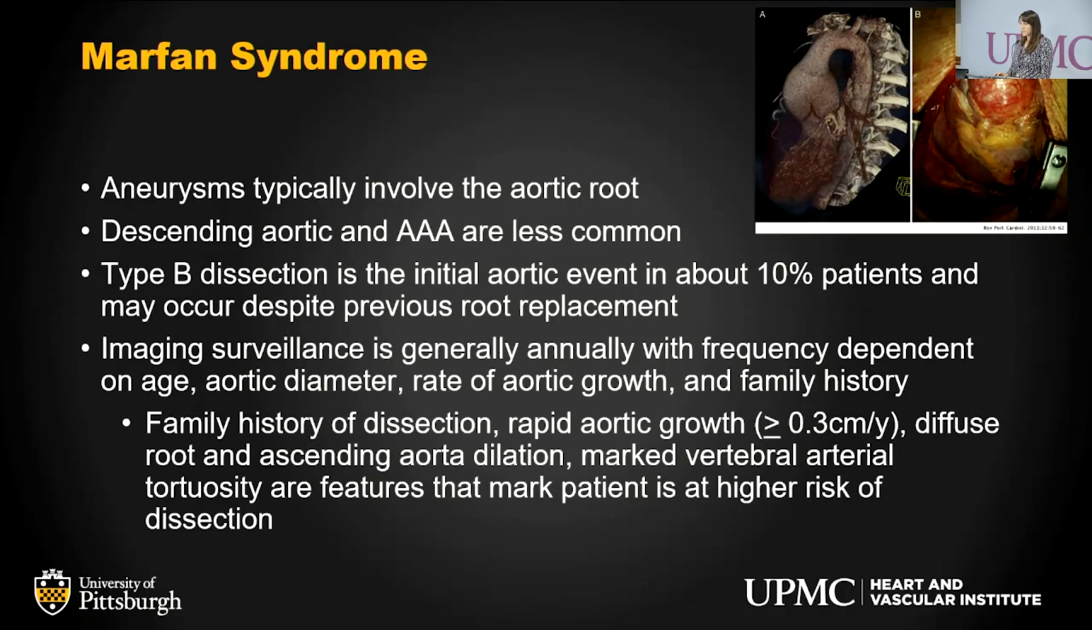Imaging surveillance generally is annually, with frequency dependent on the risk factors. So a family history of dissection, rapid aortic growth, which is defined as 3 millimeters in a year, diffuse root or ascending aortic dilatation, or marked tortuosity of their vertebral vessels. Those are all features that will mark them as higher risk of having an aortic dissection and may push you to image them more frequently.